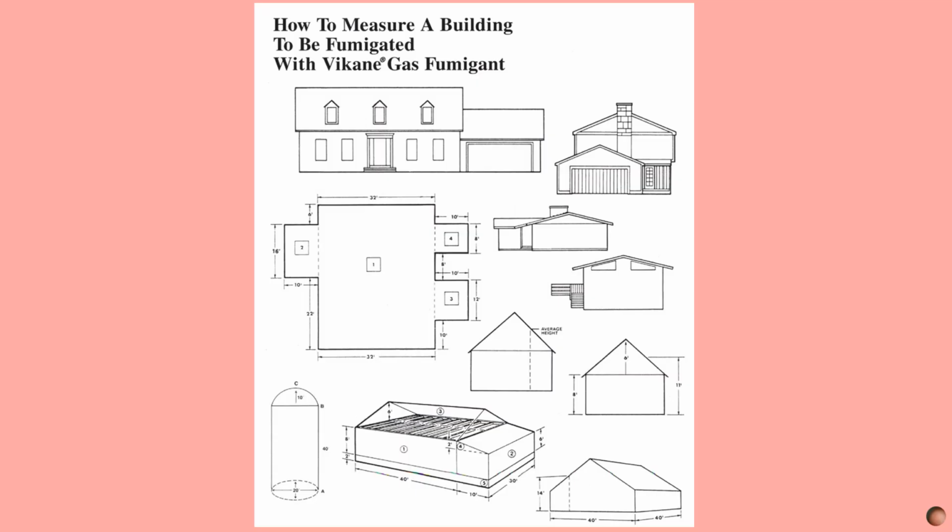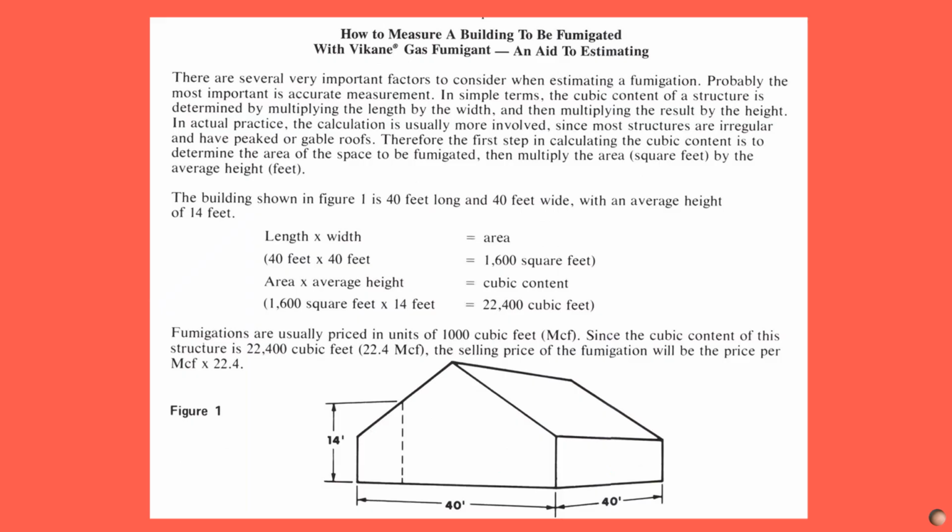How to measure a building to be fumigated with Vikane gas fumigant, an aid to estimating. There are several very important factors to consider when estimating a fumigation. Probably the most important is accurate measurement. In simple terms, the cubic content of a structure is determined by multiplying the length by the width and then multiplying the result by the height.